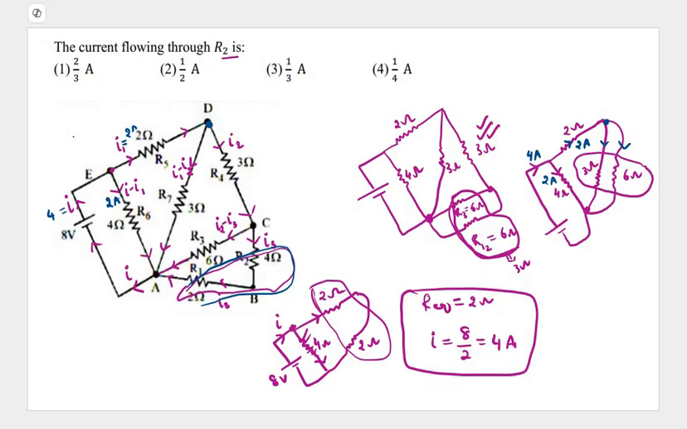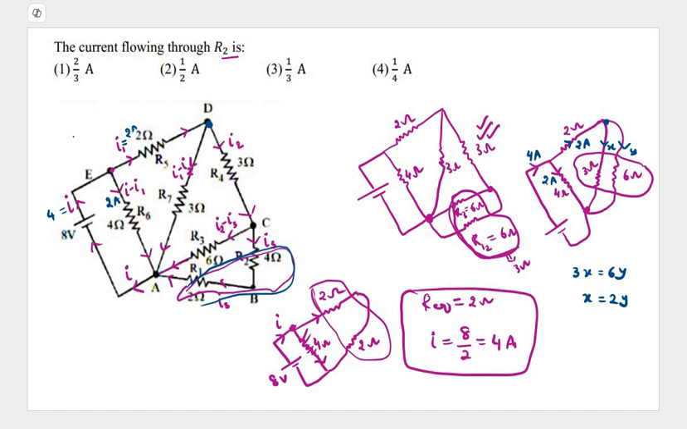Okay. So this 3 is this 3. So now again the current will be divided in some ratios here. Let's say the current I am taking here will be X, and let's say the current will be Y here. Then they are in parallel. So 3 into X will be equal to 6 into Y. So X will be equal to 2Y.